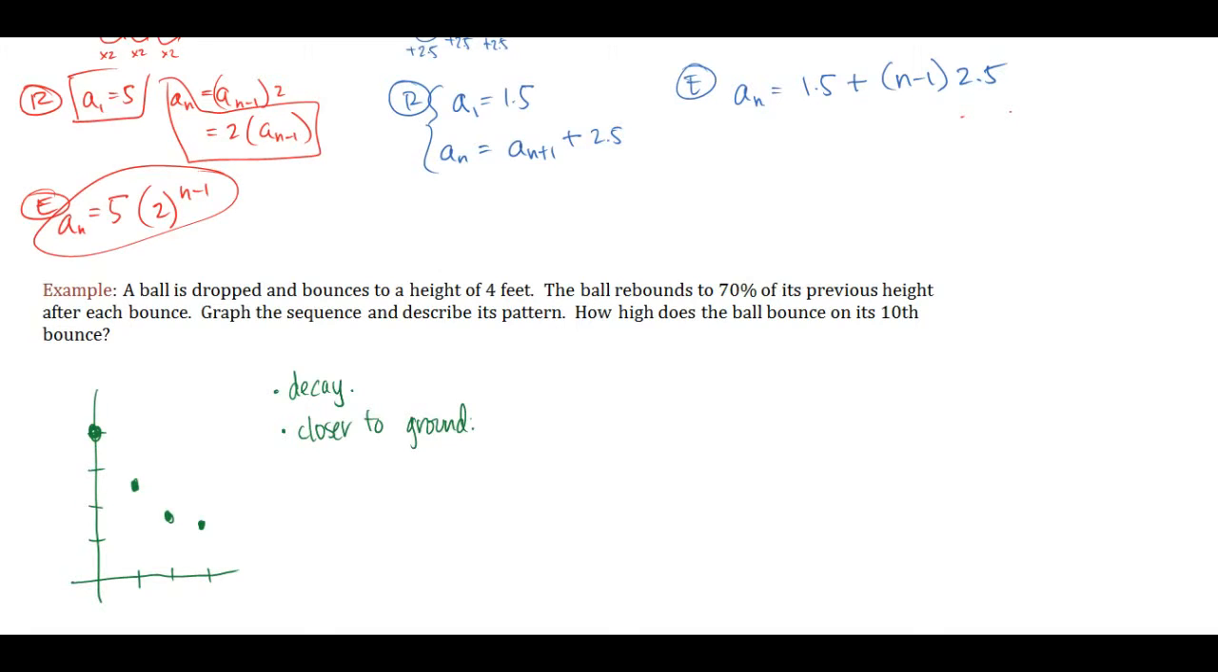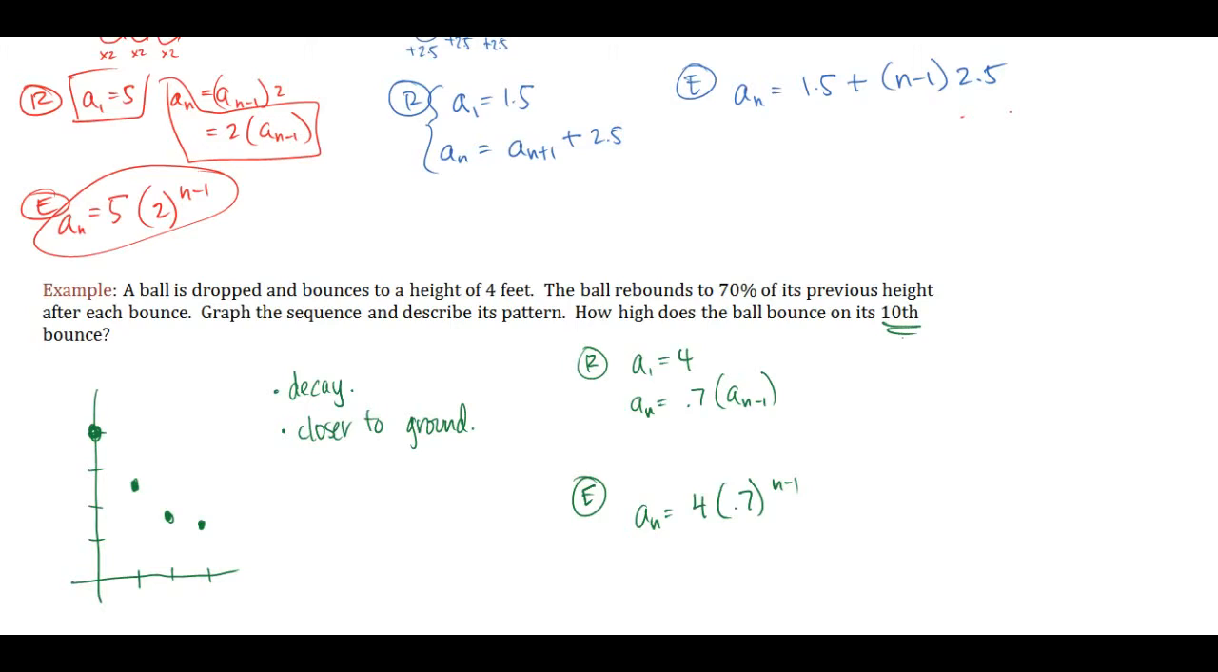Maybe we'd use an equation to describe it. We could use a recursive equation and say, hey, the ball started off at 4 feet, and then the ball was 0.7 times the term in front of it, so 70%. Maybe we can find an explicit formula, which again, since I know it's multiplication every time, that's exponents. So that formula just happens to be the first term times what you're multiplying by to the n minus 1 power. So all of those would be great ways. Now, which one of these two equations, the recursive or the explicit, would be better to use for the 10th bounce?